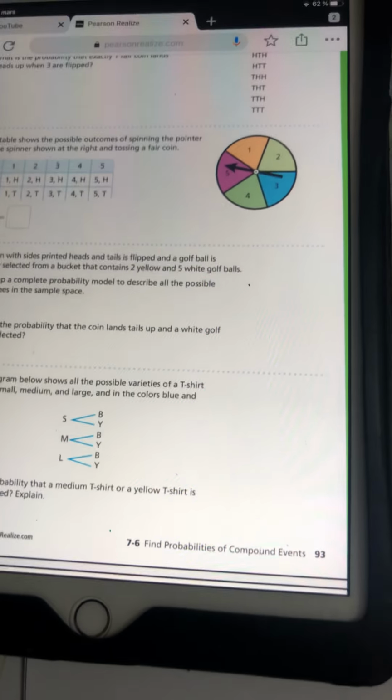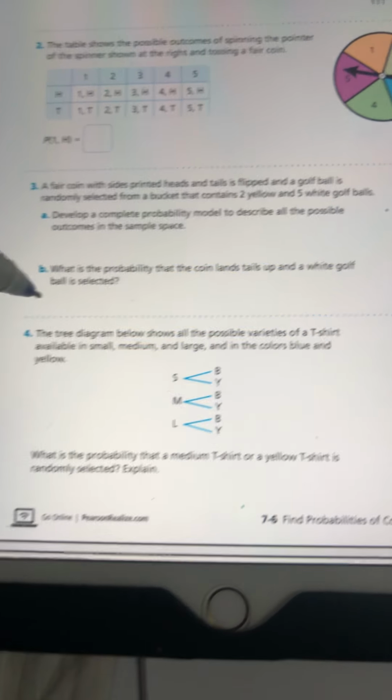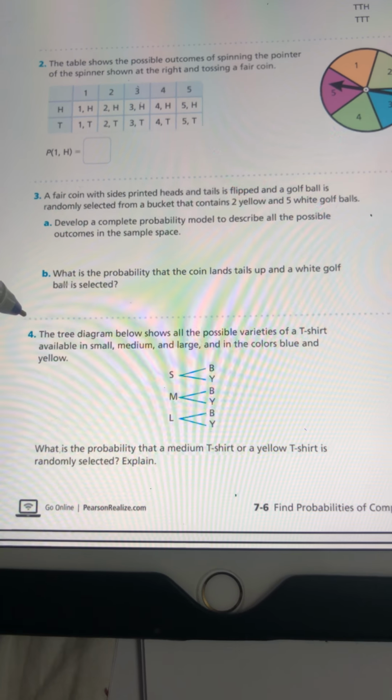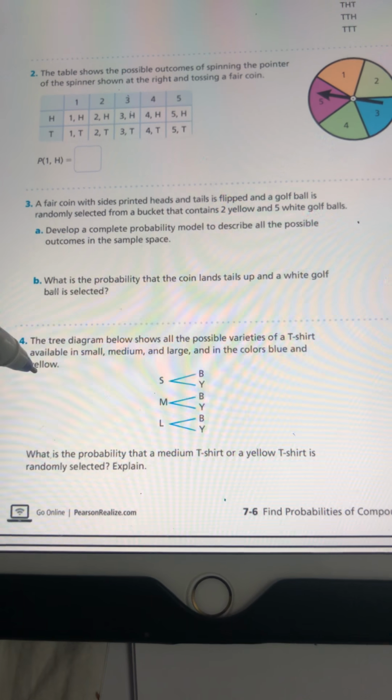This is very important. Also number 4. Okay? Just do it and use this diagram.